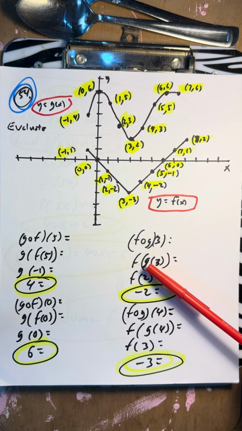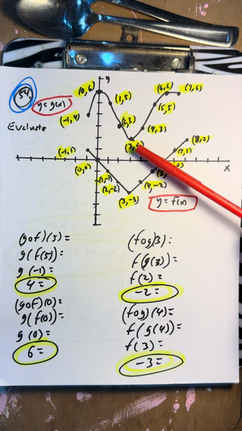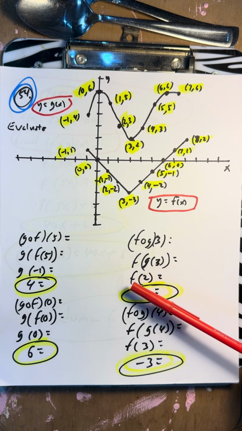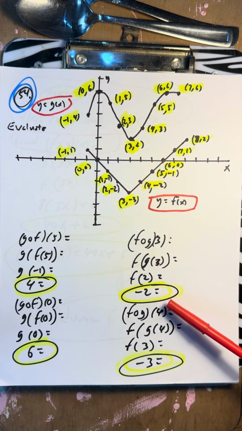F circle g of 3. G of 3, where's g of 3? G is this one. 3 is right there, up to 2. F of 2, down here, is a 2. What's f of 2 for this one? F of 2 is -2.